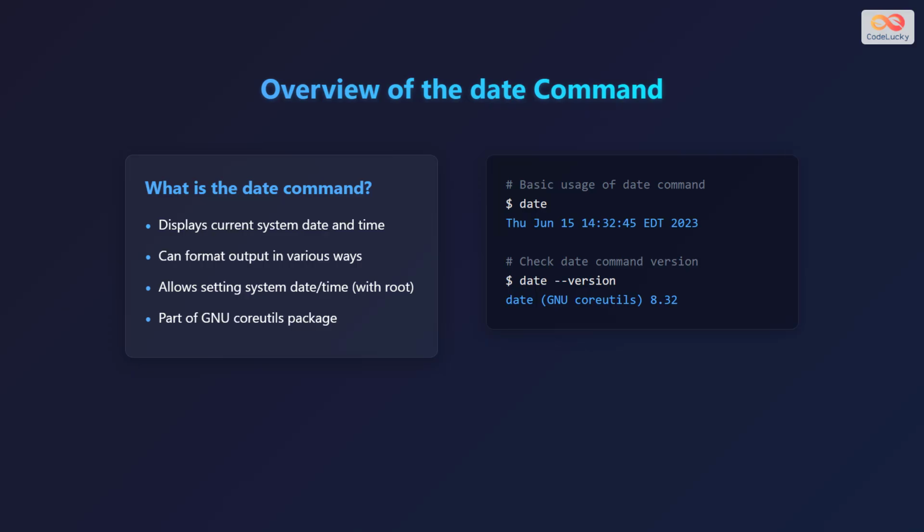Let's look at some basic examples. Typing date in the terminal will display the current date and time in a default format. To check the version of the date command, use the command date --version. This will show the version number and confirm that it is part of the GNU coreutils.